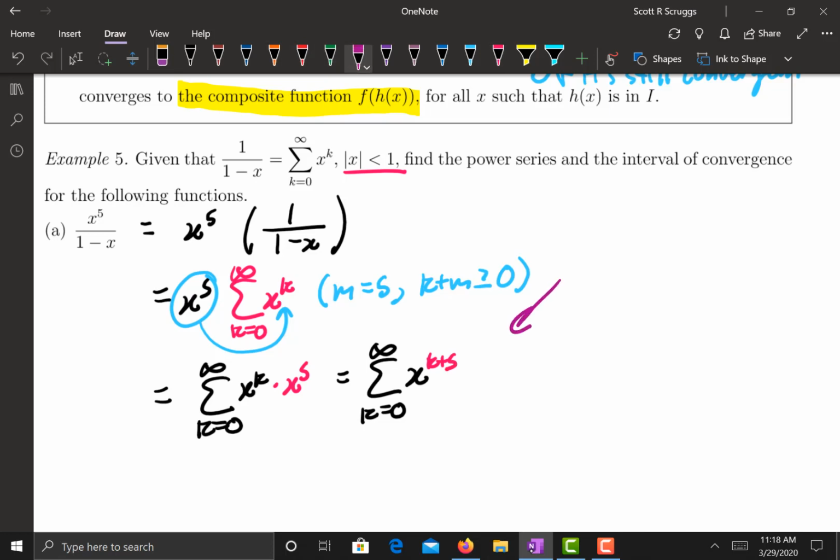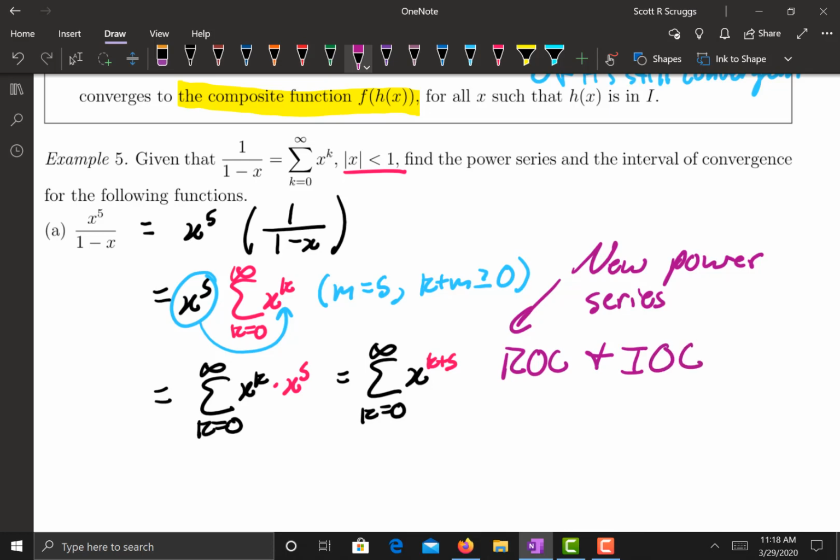This gives me a new power series, and typically we would have to worry about our new interval and radius of convergence. But in part A of example 5 I don't have to worry about that, because I still have a geometric series. So the note is that the radius of convergence and interval of convergence are the same because I still have a geometric series.